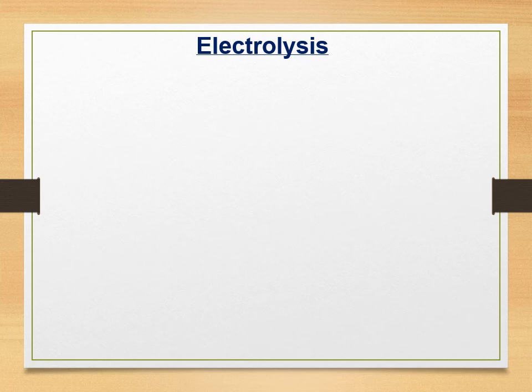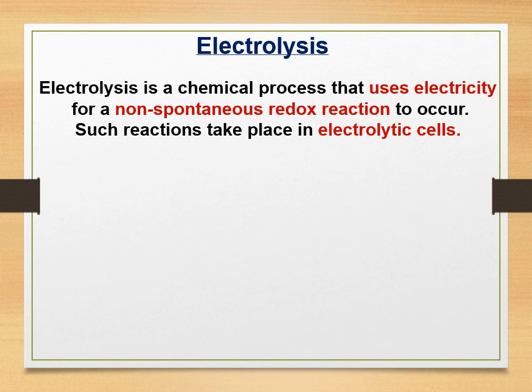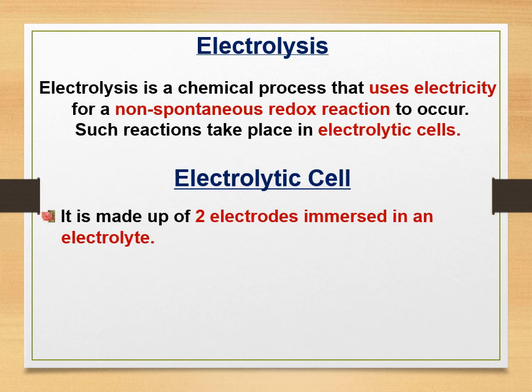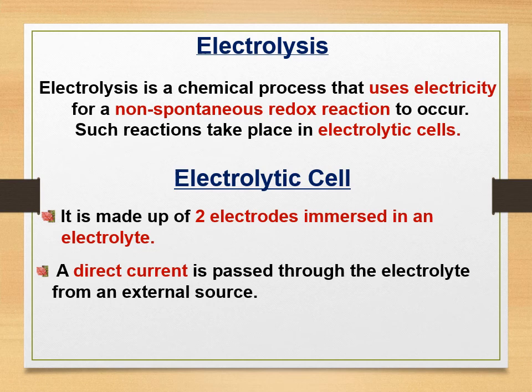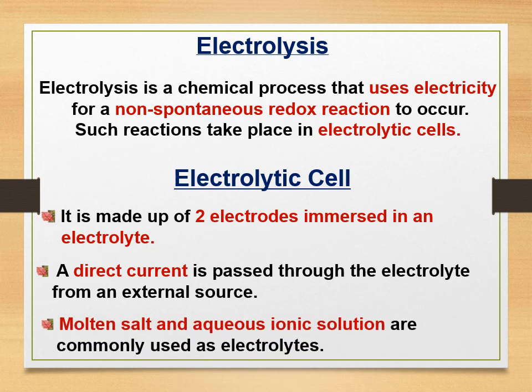What is electrolysis? It's a chemical process that uses electricity for a non-spontaneous redox reaction to occur. This reaction takes place in electrolytic cell. Electrolytic cell is made up of two electrodes immersed in an electrolyte, and a direct current will pass through the electrolyte from an external source, a battery for example. Molten salt and aqueous ionic solution are commonly used as electrolytes.